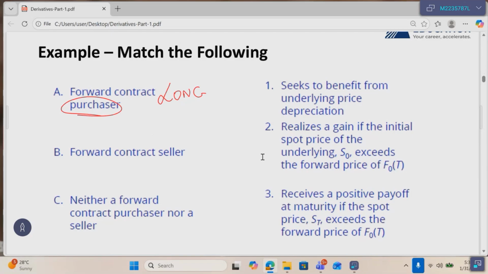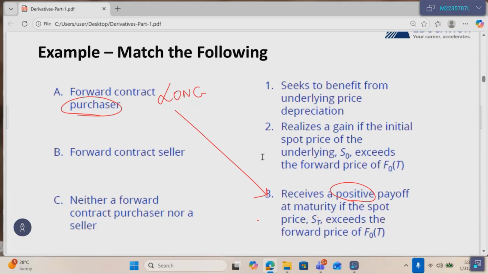He will gain if the spot price exceeds the forward price, or he receives a positive payoff when the spot price exceeds the forward price. So he agreed to purchase at a certain forward price. If the spot price goes up, he agreed for cheap, right? So he will surely get a positive payoff if he has agreed for a cheaper price. For that to happen, the spot price should go up.